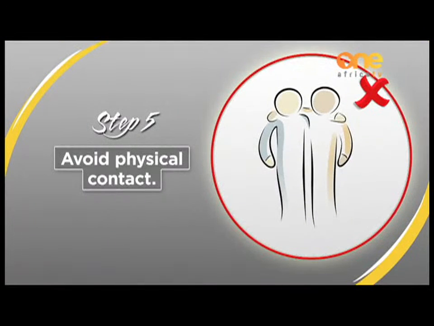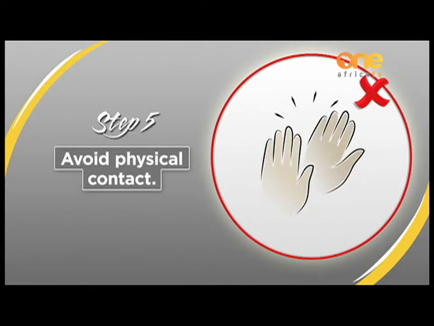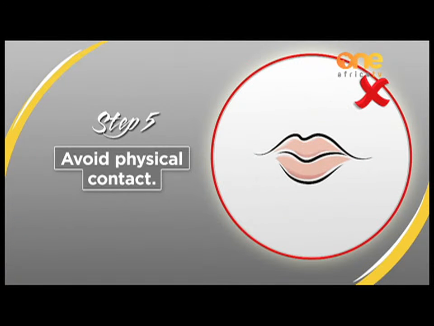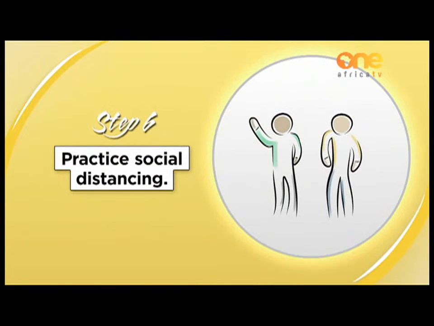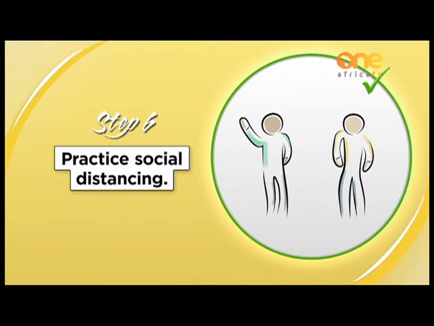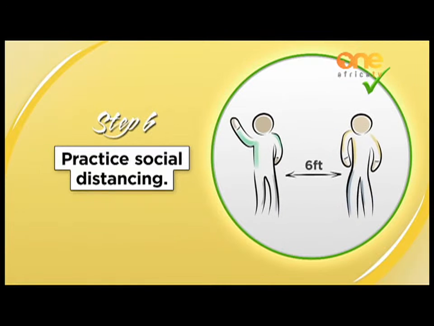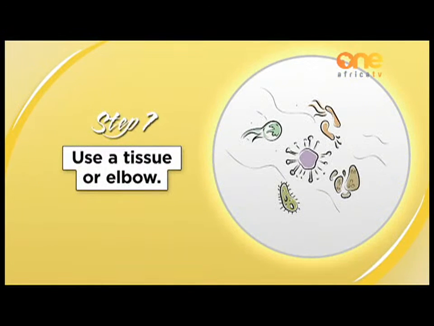Avoid physical contact with others, including handshakes, fist bumps, high fives, hugs, and kisses. Social distancing is deliberately increasing the physical space between people to avoid spreading germs. While regulations may vary by country or area, the best guideline for social distancing is to maintain a distance of 6 feet from others. Germs can travel through the air from one person to another.